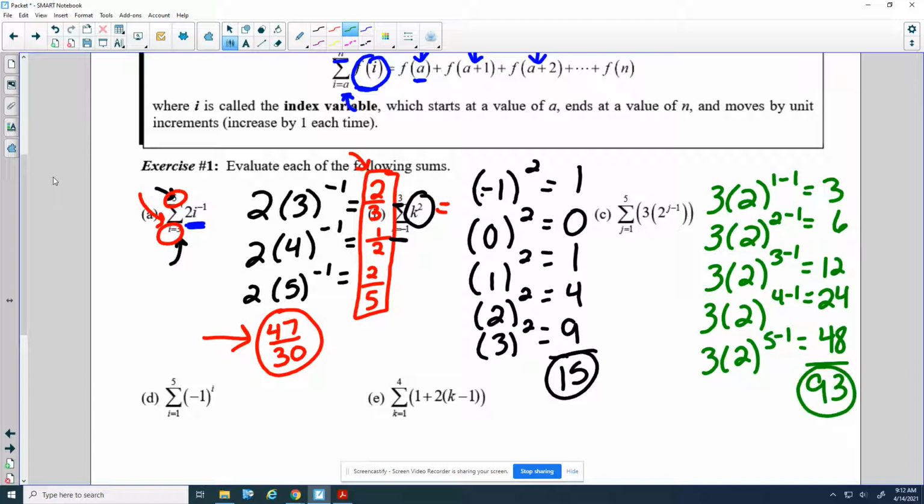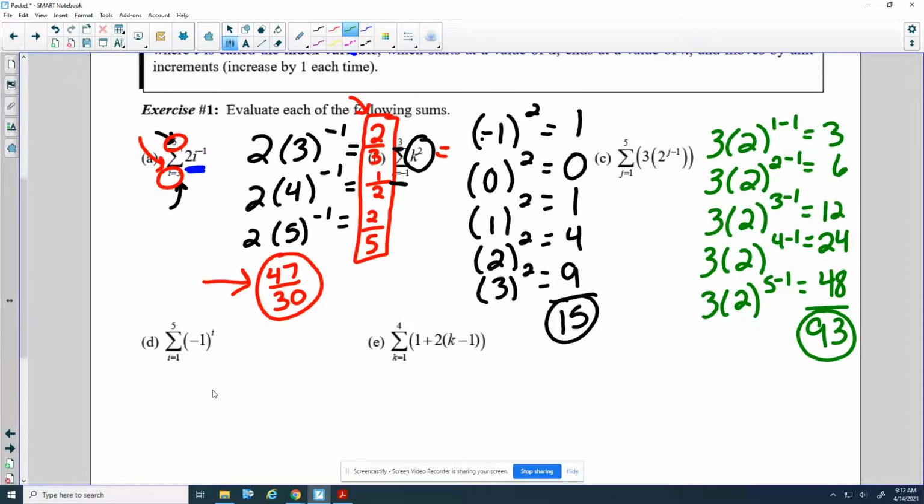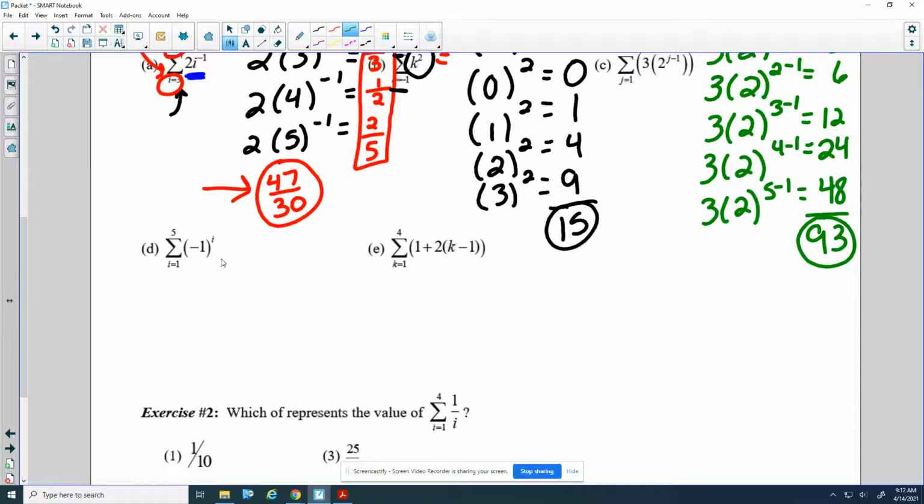93. Looking at our last two, this one's going to be an interesting pattern for D because basically I'm raising -1 to different powers. If we think about that, we'll get -1 sometimes as the answer and 1 sometimes, depending on if the exponent is even or odd. So once again, start with plugging in 1, end with plugging in 5 for i.